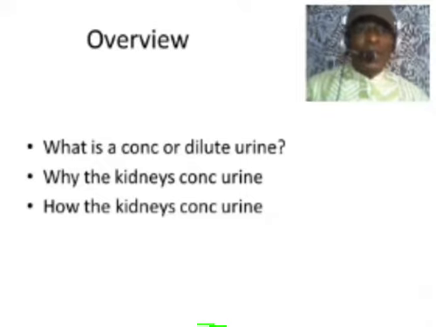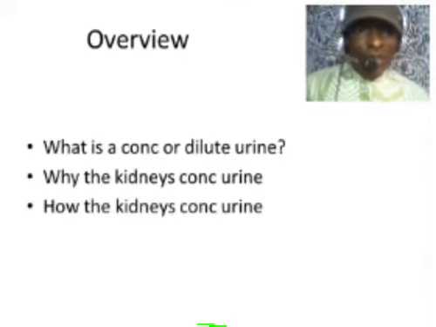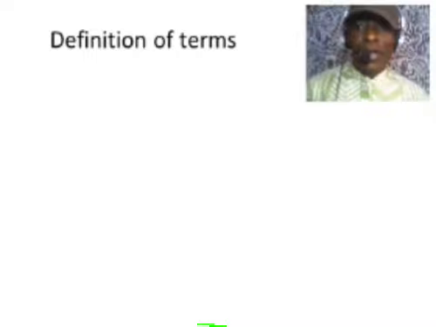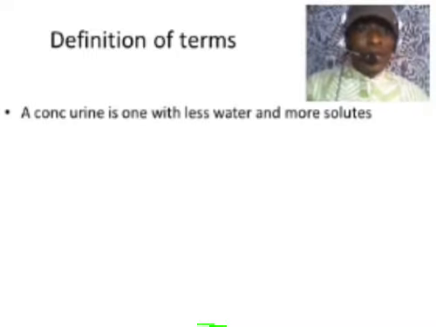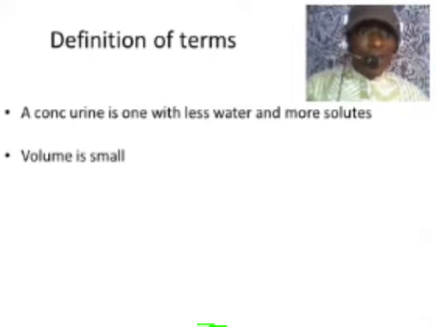We'll look at the definition of terms before we proceed into the mechanisms of urine concentration. Alright? Good. Now, a concentrated urine is one with less water and more solutes. The volume of a concentrated urine is usually small. So when you go to the restroom to pass out urine and you find out that the urine is just few drops, it means that that urine is concentrated.